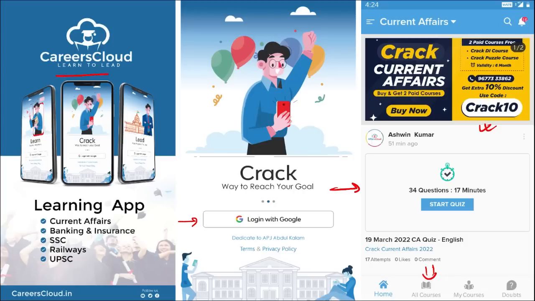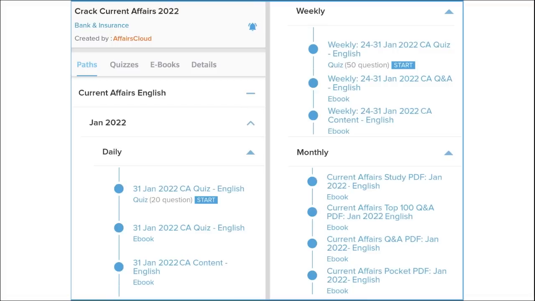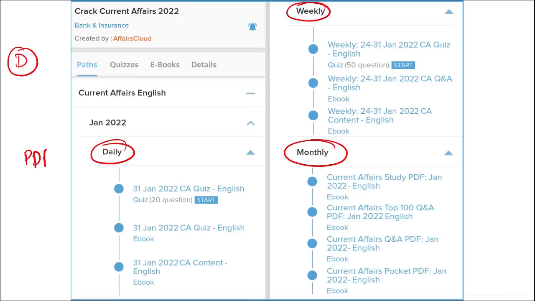If we talk about the course, why this course is so important, how you will be benefiting through this course. We provide current affairs on a daily, weekly, as well as monthly basis. On a daily basis, we will be providing you with PDFs of the content of that particular day. Apart from this, you will be getting a quiz on your application of 20 questions on a daily basis that will help you in boosting your preparation.